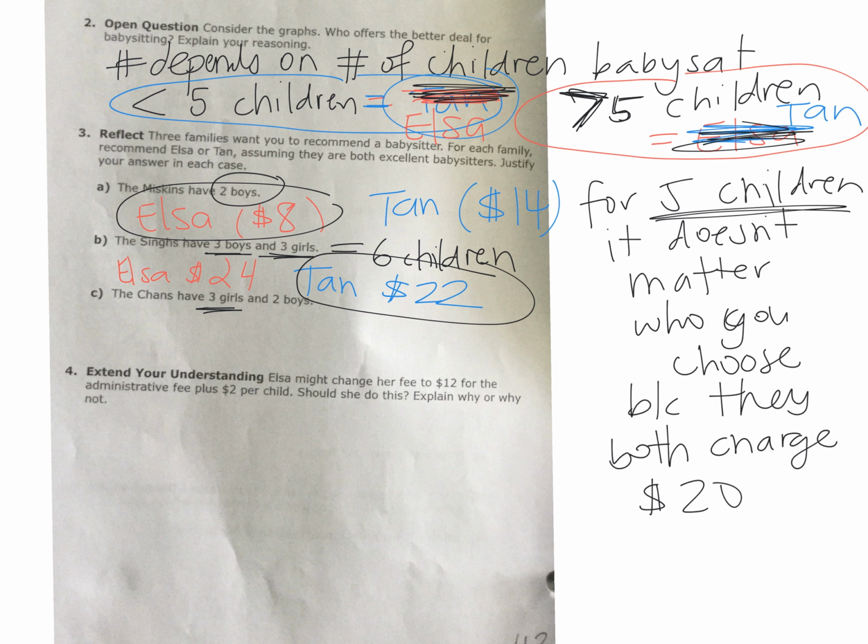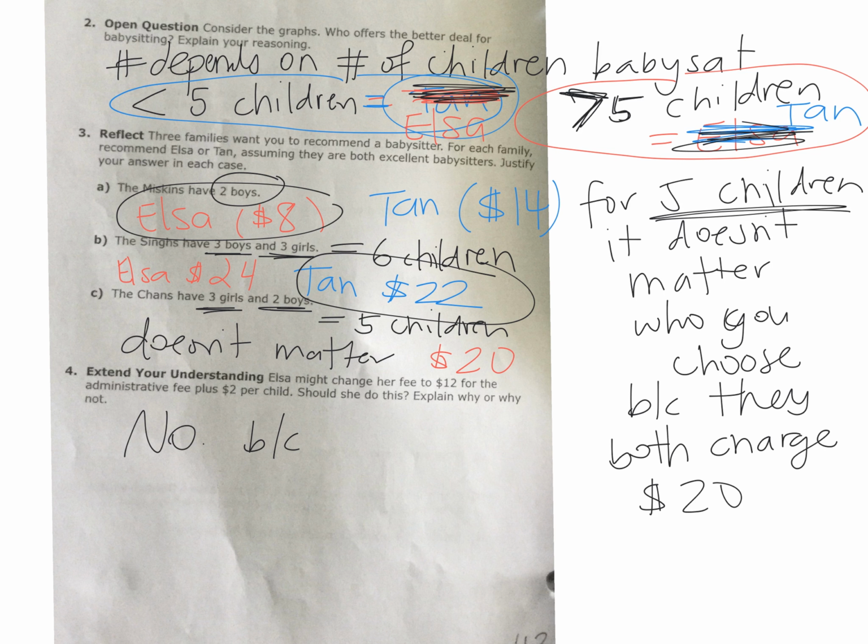What if they have 3 girls and 2 boys? How many children do they have? 5. So then we would say, doesn't matter. Good. You could say both. How much is it for both? $20. If she does this, then her price is always gonna be greater than Tan's.